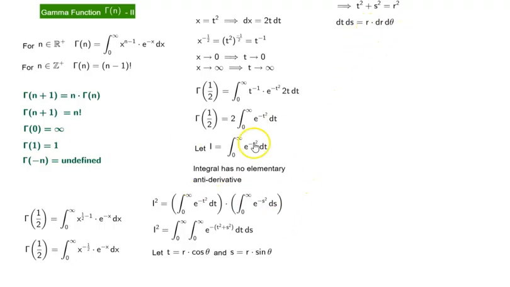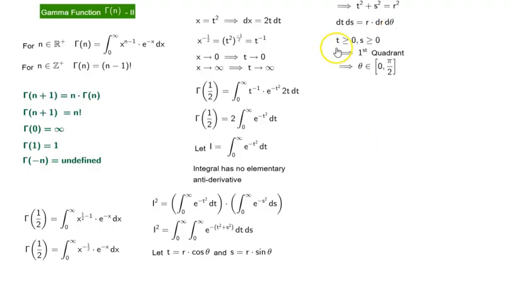Why? Because we are going from one coordinate system to another. Specifically, we are going from Cartesian coordinates to polar coordinates. So that time the functions will warp, and that factor of warping is r. So we have dt ds is equal to r times dr d theta.